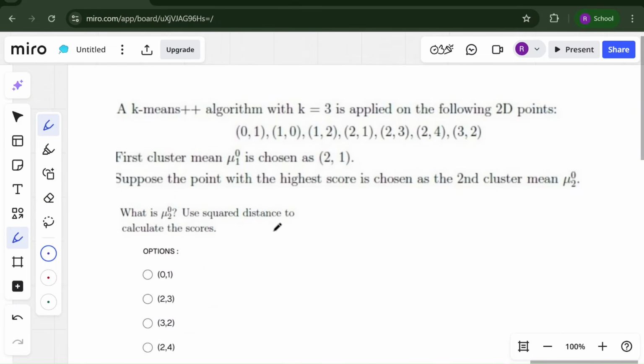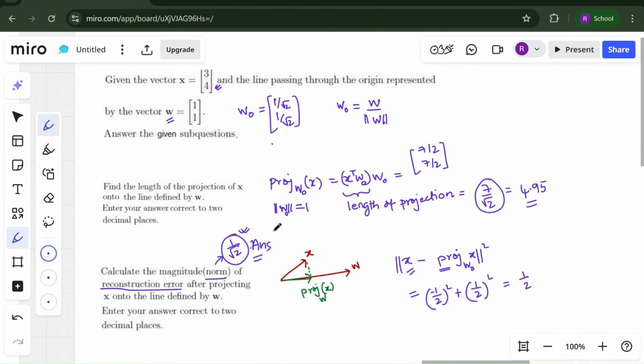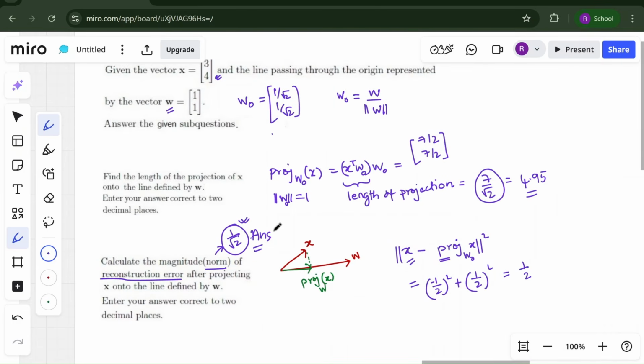In the second part, we are calculating the reconstruction error. We are computing the norm of the difference between x and the projected vector of x onto w naught. If you calculate the norm square, you will get 1 by 2. But here they are asking for the norm, so you have to take the square root of that. That's why it is 1 by under root 2.